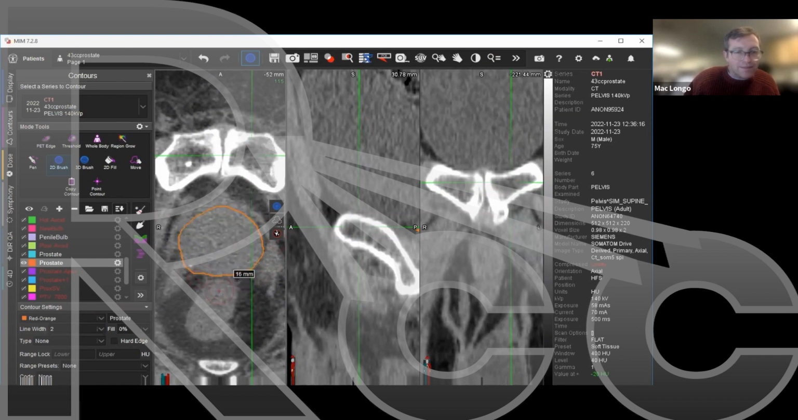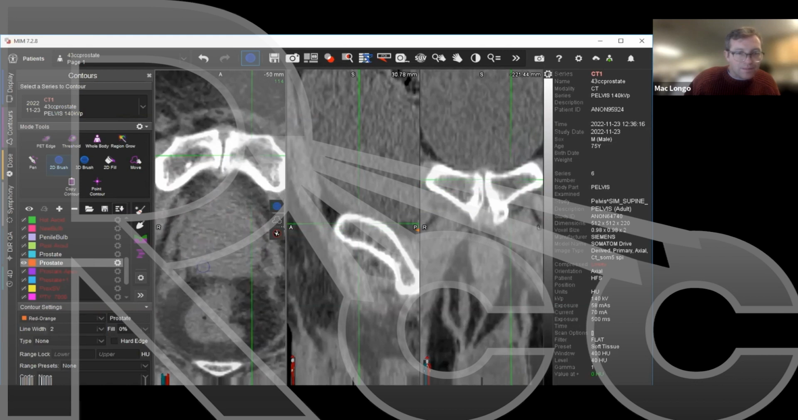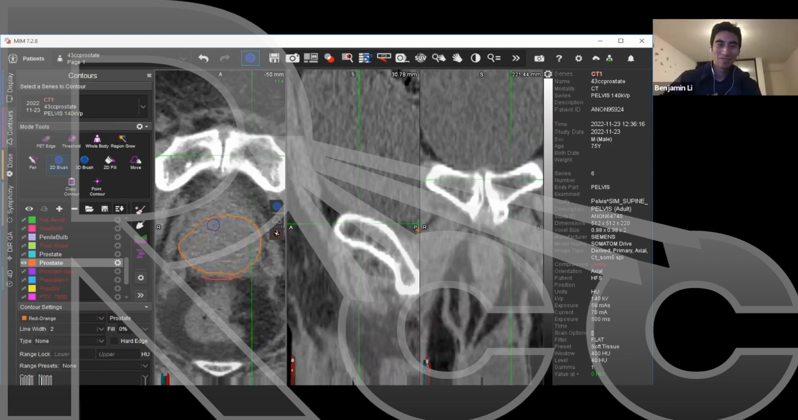But we see here that if you just relied on the anterior rectal wall as your posterior border in the mid prostate, then you'd be over contouring and subsequently exposing the rectum to more radiation, which is unnecessary. But here we clearly see that plane in between the rectum and the prostate. Thanks, Ben. That's good to highlight that.